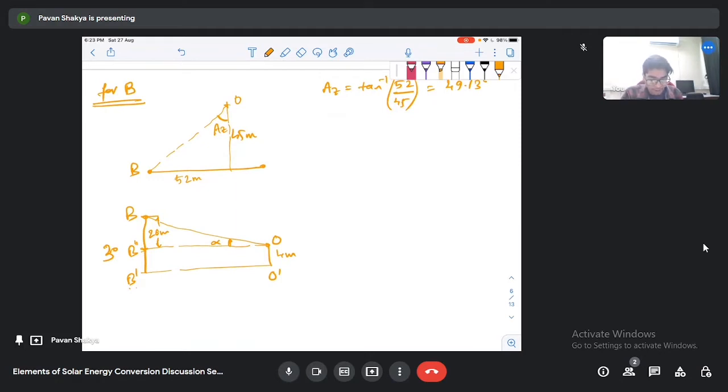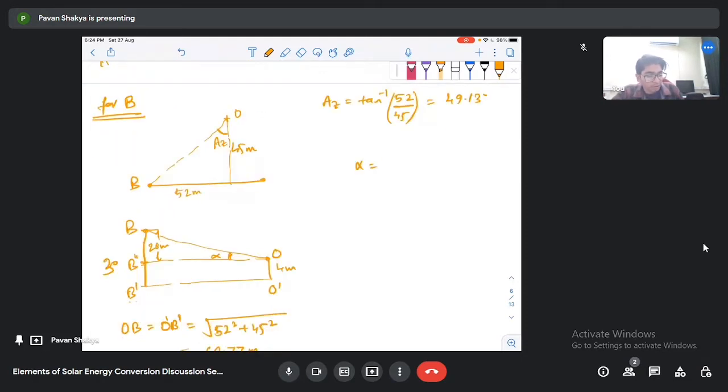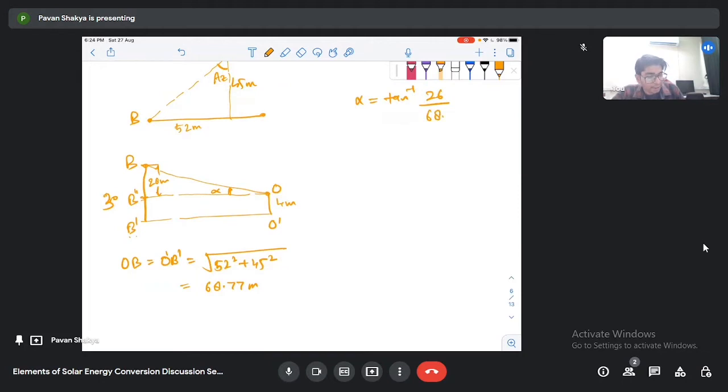You can see that this OB will be equal to O prime B prime. Okay, and it will be equal to under root of 52 square plus 45 square. When you solve, you will find that this value comes out to be 68.77 meters. Okay, now you can easily get the altitude angle, that will be tan inverse of 26 divided by this distance O prime B prime, that is 68.77. Okay, when you solve, you will find that this value comes out to be 20.71 degree.